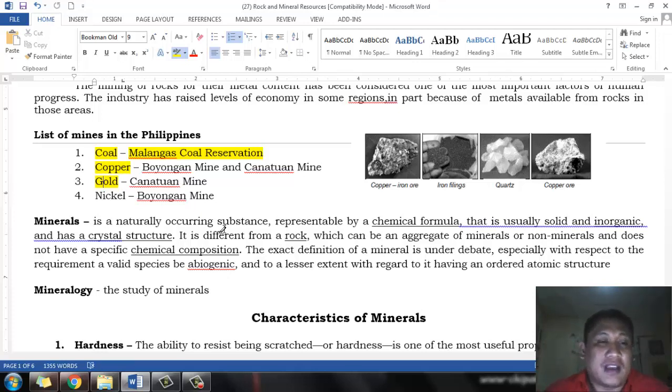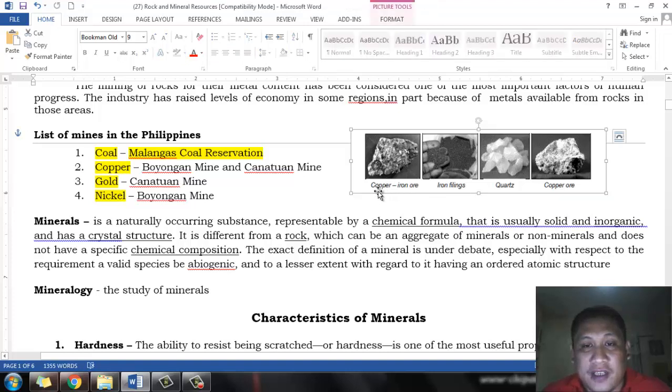And perhaps another example of a mineral that can be found in rocks is nickel. So we have our nickel mine in Buyungan. And here are some pictures. You can probably see the pictures over here.